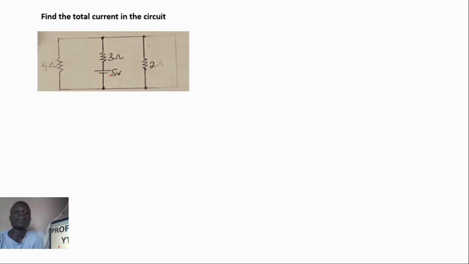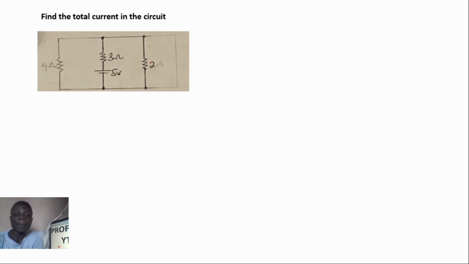So now let's verify our answer. When current moves from the negative terminal, will it divide? Well, let's see. For us to identify, let's identify the short circuit. You see this, the current, this is a resistor and this also is a resistor, right? You have a 4 ohm resistor here and a 2 ohm resistor.